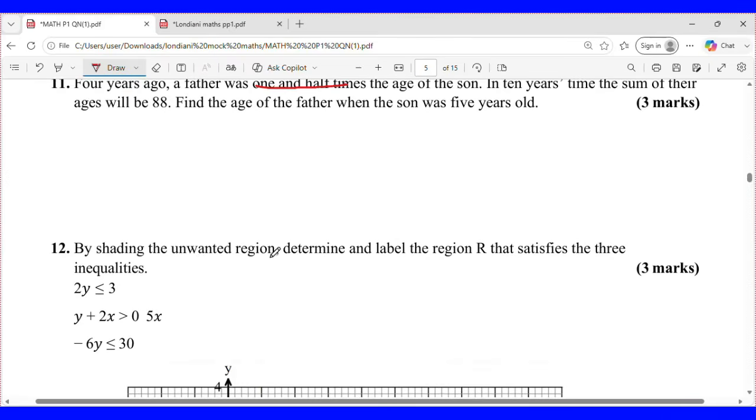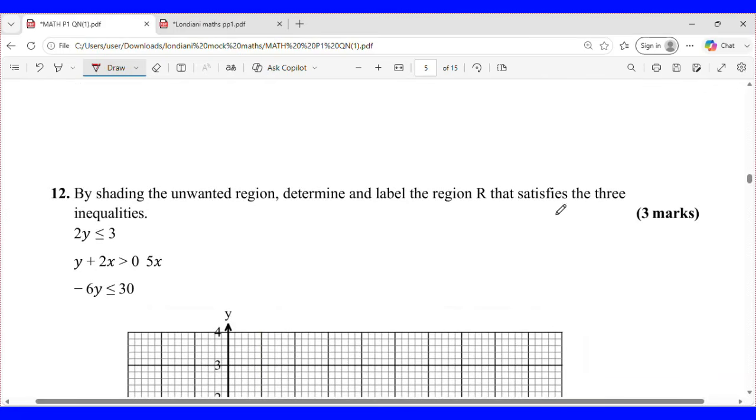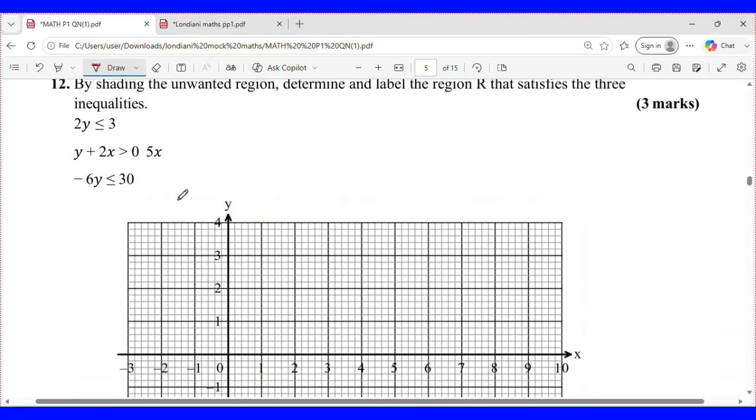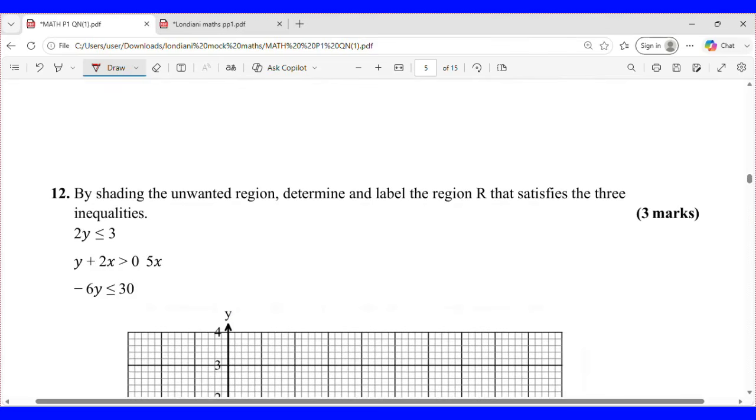By shading an unwanted region, determine the label of the region here. So here you need to know how to do this one. First you need to draw the table. For this one, you draw the tables. This one is 0.5. For example, you say x, y. You just need 2 points. When x is 0, y will be negative.